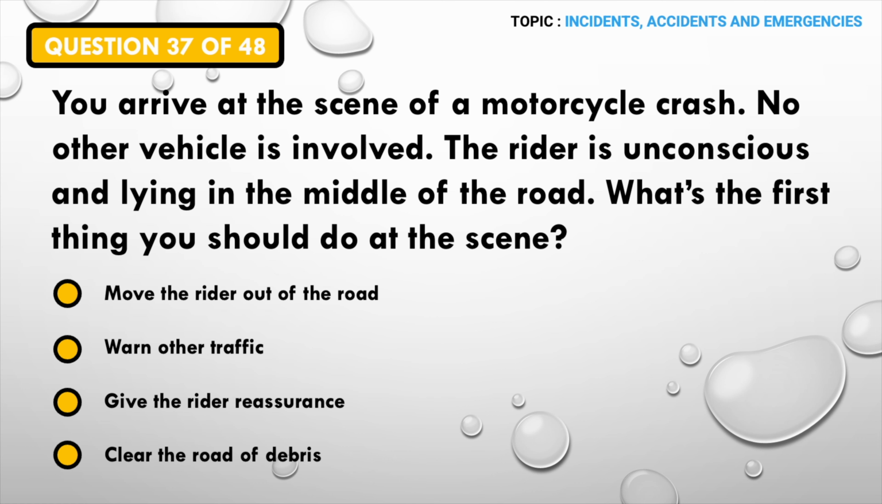You arrive at the scene of a motorcycle crash. No other vehicle is involved. The rider is unconscious and lying in the middle of the road. What's the first thing you should do at the scene? Move the rider out of the road. Warn other traffic. Give the rider reassurance. Clear the road of debris.